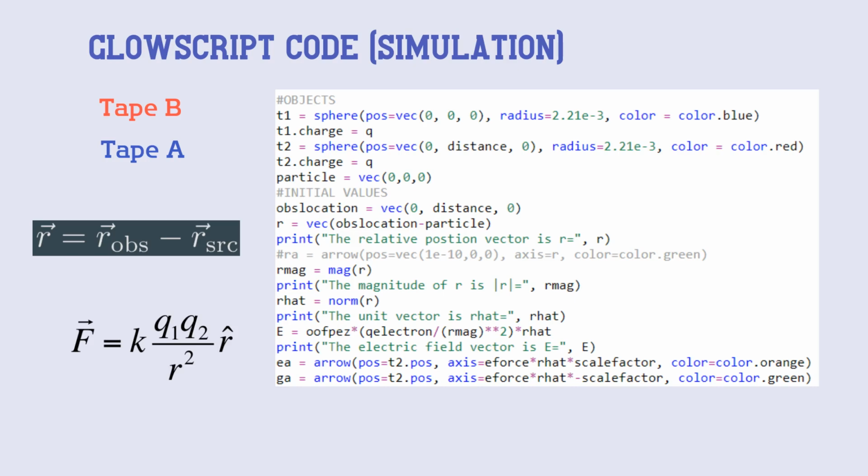The second phase of my computational code is the simulation, in which I develop a virtual model of the electrical interactions between tapes A and B. To the side, I have highlighted where and how I implemented our previously stated relevant principles.